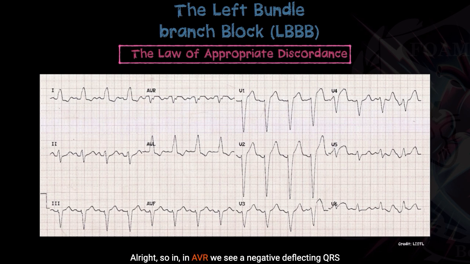All right, so in aVR, we see a negative deflecting QRS and a J point that goes back to the isoelectric baseline. So this is all part of a normal left bundle branch block. We just need to ask ourselves, is there appropriate discordance? If there's a negative QRS complex, is there some degree of ST segment elevation, or does it go back to the isoelectric baseline? If it's a positive QRS complex, is there some degree of ST segment depression, or does it go back to the isoelectric baseline? If you can answer yes to those questions, then it's normal.